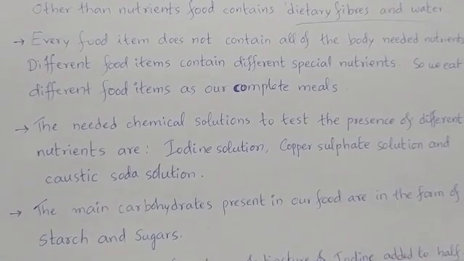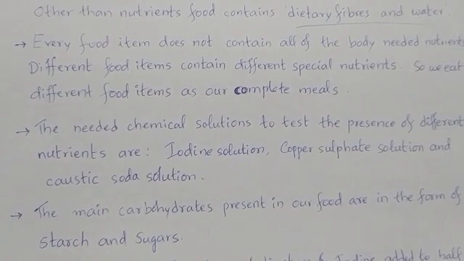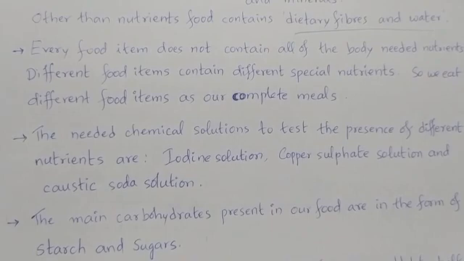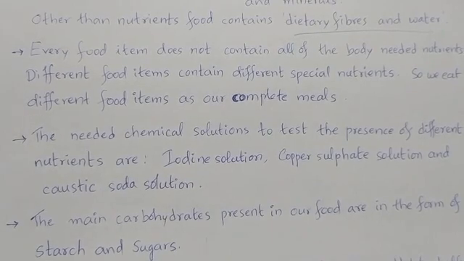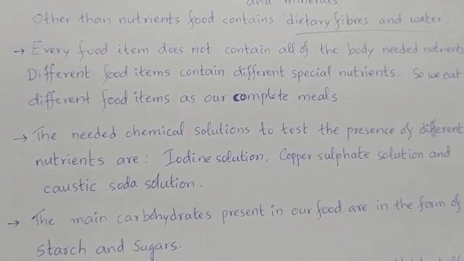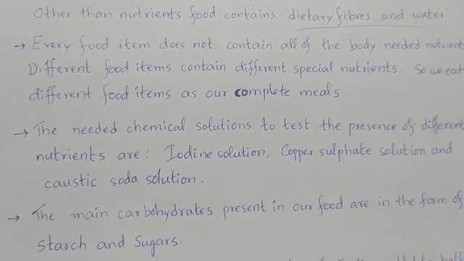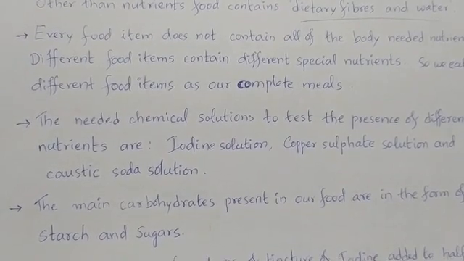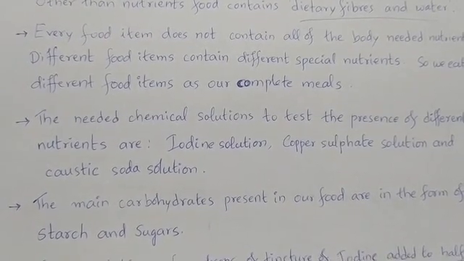As already said, every food item does not contain all of the body needed nutrients. Different food items contain different special nutrients, so we eat different food items as our complete meals so that we can get all the necessary nutrients.